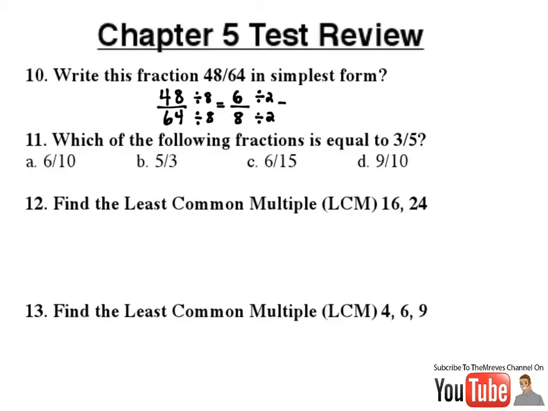And that gives us 3 over 4. And so the simplest form, once you get there and the only common factor that they share is 1, then you're done. Because the only thing that goes into 3 and 4 is 1. And so that's one thing that you can kind of see.